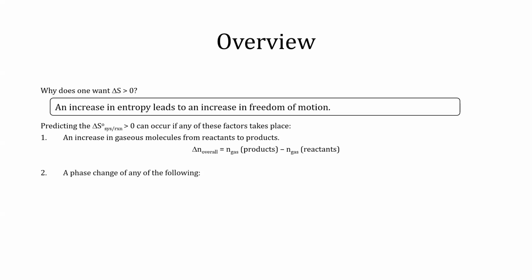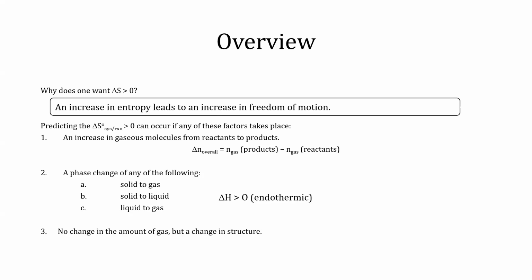a change in state of phase of any of the following. A, solid to gas, B, solid to liquid, or C, liquid to gas. All are endothermic processes, which means delta H is greater than 0. 3, no change in the amount of gas, but a change in structure.